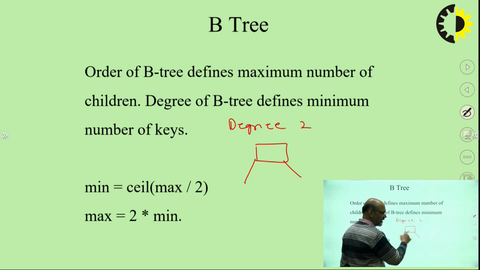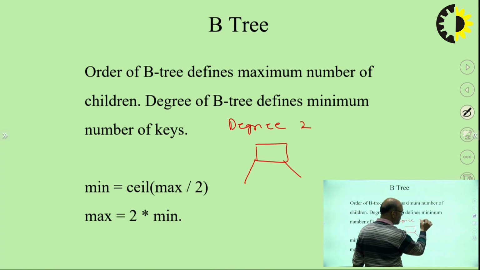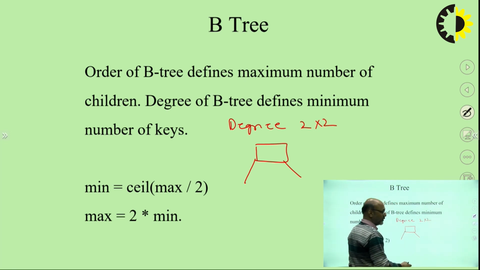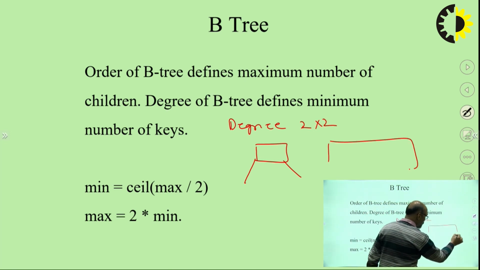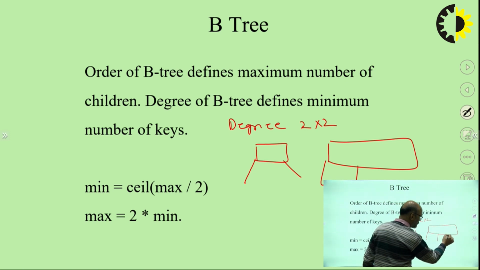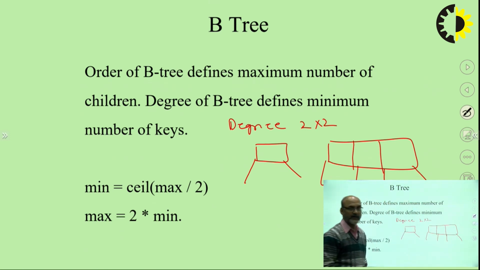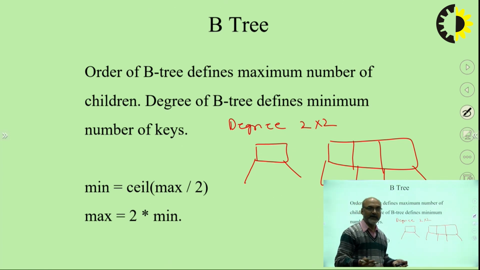One child, another child. And maximum number of children is minimum into 2. That means 4 children: 1, 2, 3, 4. Automatically it computes 3 keys. So both formulas are derived from each other. Suppose keys are given, then number of children can be computed. Number of children are given, then keys can be computed.